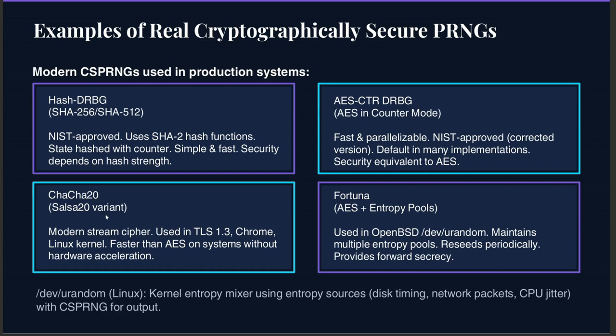Next is ChaCha20. This is the modern stream cipher designed by Daniel Bernstein. It is widely used in TLS 1.3, Linux kernel, WireGuard VPN, modern browsers, mobile systems, etc. Now, ChaCha20 became very popular because it is extremely fast, software efficient, and secure even without AES hardware acceleration.